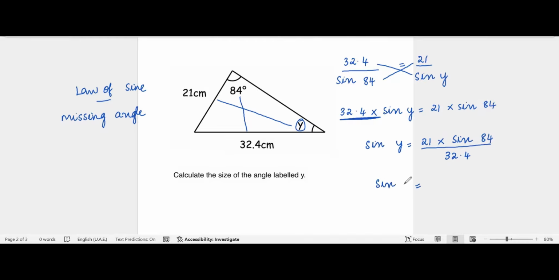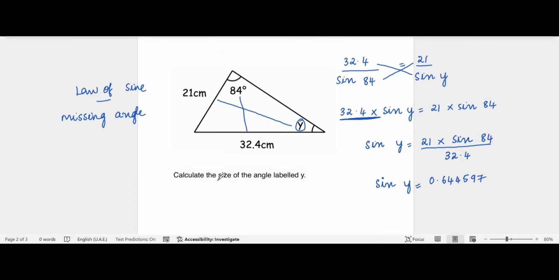Now, let's put the right hand side in our calculator. That is 21 times sine 84 divided by 32.4, which will give us 0.64459, it goes on like that. Now we need to take a minimum of 3 digits after the decimal point.